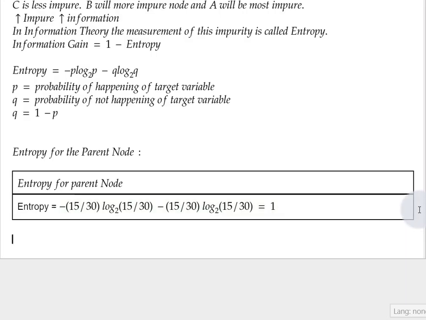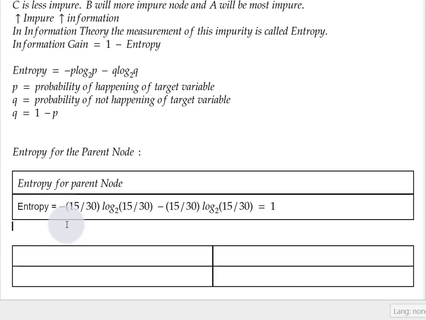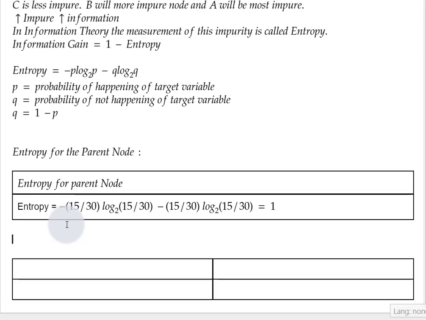Okay, so the split based now. This we just talked about was the parent node. Now we will talk about the entropy of the gender split.